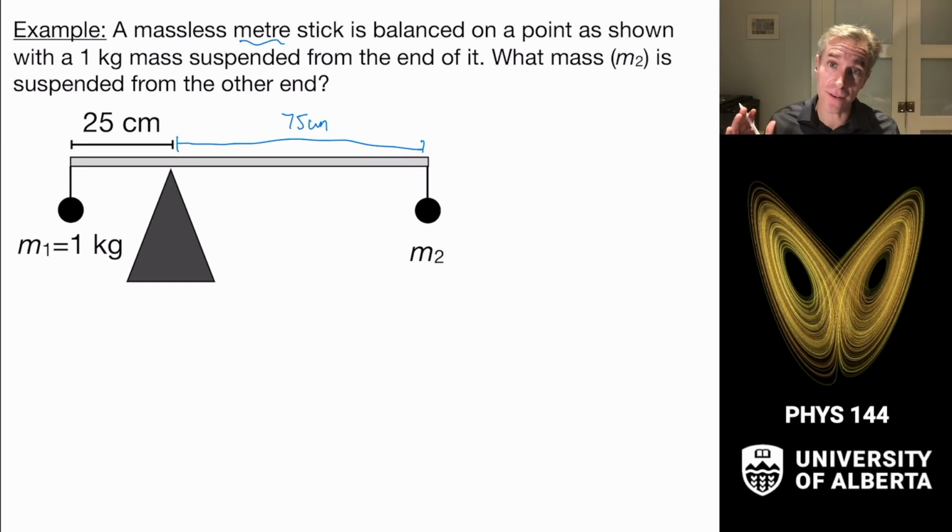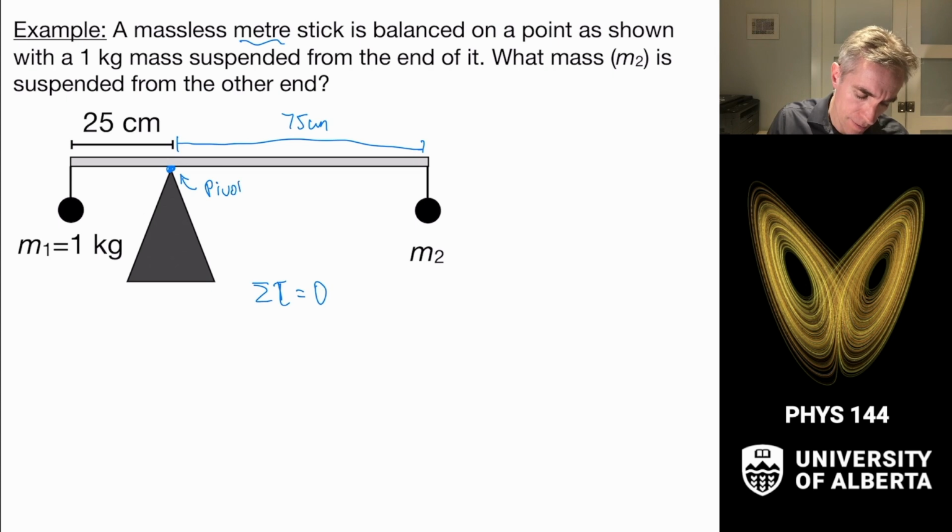But we can figure this out from the criteria that are embedded in the static equilibrium physics and apply math to it, which makes everything better. So we're in a case where we know that the sum of the torques on the system is going to be 0, since we're in a static equilibrium. And we're going to consider a pivot point right here at the point of that triangle.